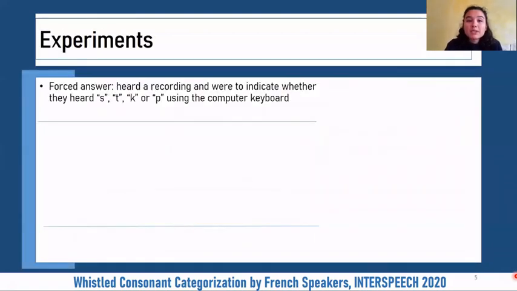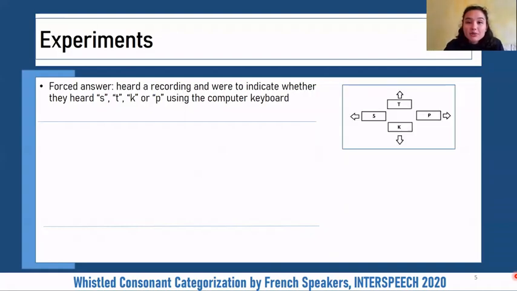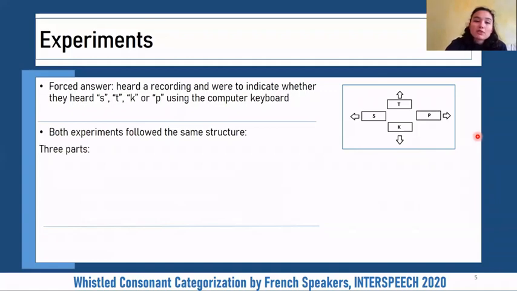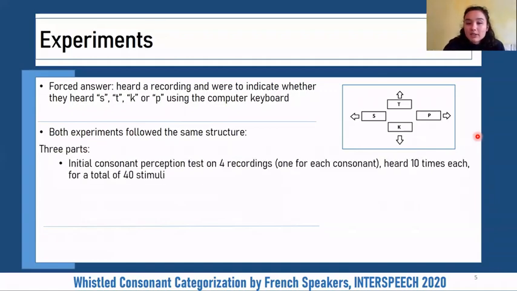We conducted 2 experiments that were constructed using the same structure. Participants would hear a recording and were to indicate whether they heard S, T, K, or P using the computer keyboard, on which the screen showed this diagram, and the consonants were attributed to the arrow keys, as you can see with the arrows. Both experiments followed the same 3-part structure, which consisted of an initial consonant perception test based on 4 recordings, so one recording for each consonant, and each of these recordings was heard 10 times, so a total of 40 stimuli for this initial consonant perception test.